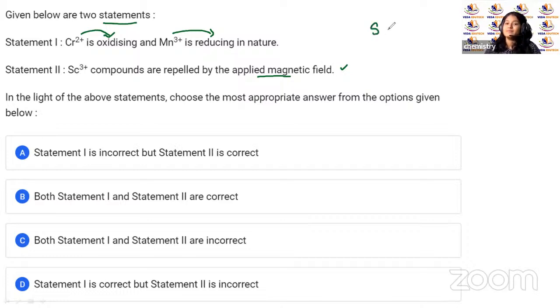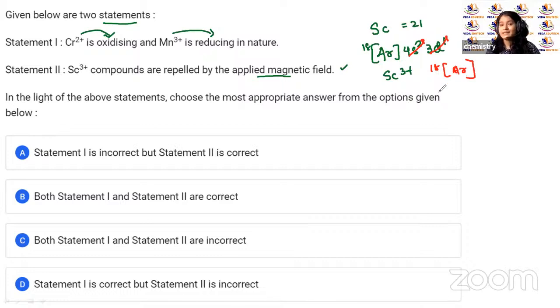Scandium is 21, right? So I can write this as argon 18, 4s2, 3d1. If I'm writing Sc3+, I'll have to remove 2 from here and 1 from here. So you're going to get argon. Can I say that there are no unpaired electrons? All of these are paired, right? Everything is paired.